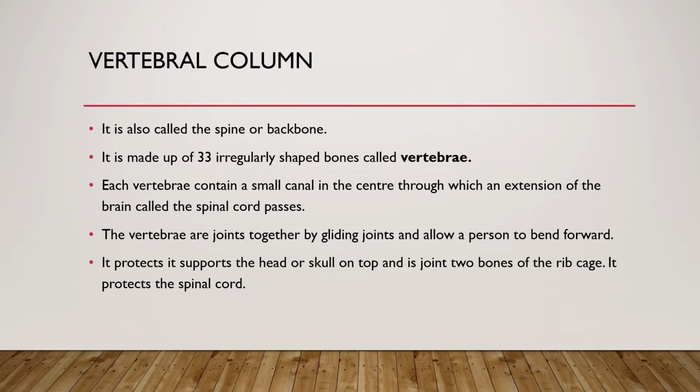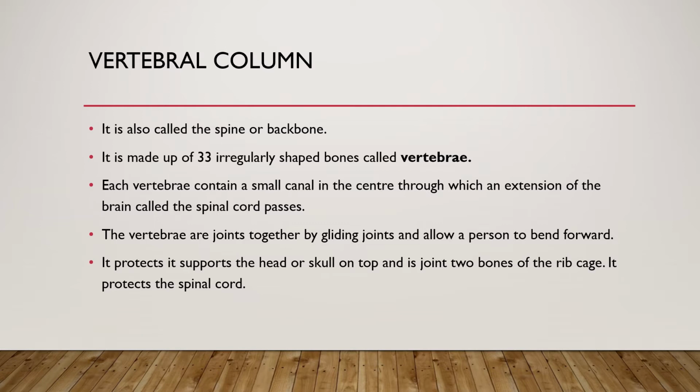Vertebral column is also called the spine or the backbone. Why is the name vertebral column given? Because it is made up of 33 small irregularly shaped bones which are called vertebrae. Now, what is the function of these vertebrae? These vertebrae contain a small hole or canal in the center. What is the purpose of that? Through this, the spinal cord will pass.